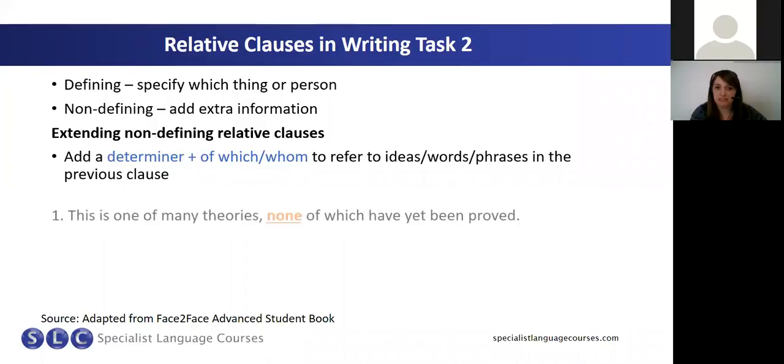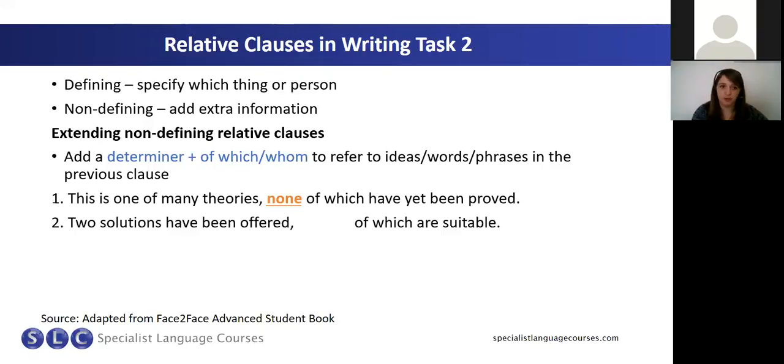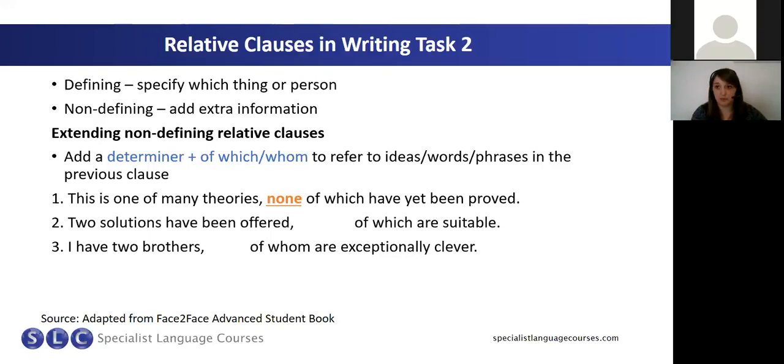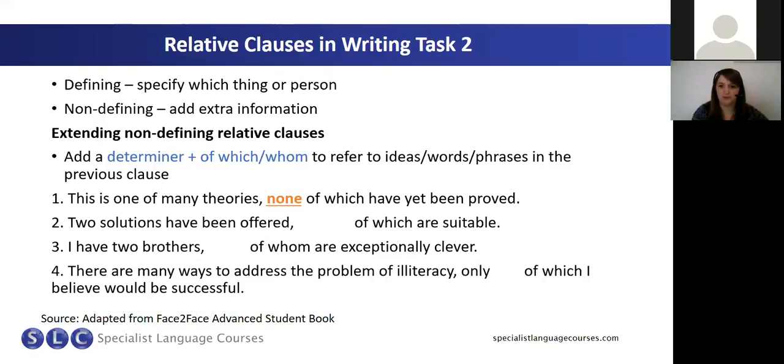We can say this is one of many theories, none of which have yet been proved. And we have 3 more examples. 2 solutions have been offered, of which are suitable. I have 2 brothers, of whom are exceptionally clever. And there are many ways to address the problem of illiteracy, only of which I believe would be successful.